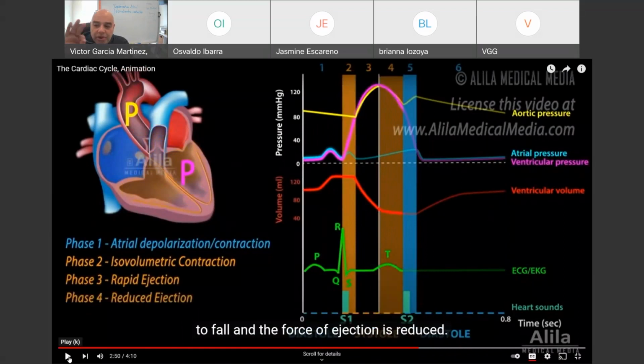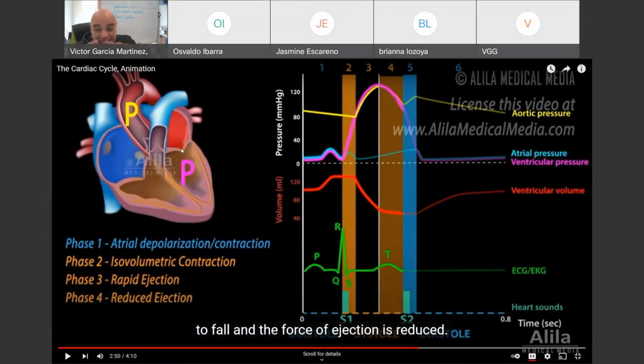Then we have a third stage, which is a rapid ejection. This rapid ejection, guys, remember, you have increasing pressure in your ventricles. Then you're going to open the semilunar valves, and you have AV valves closed.